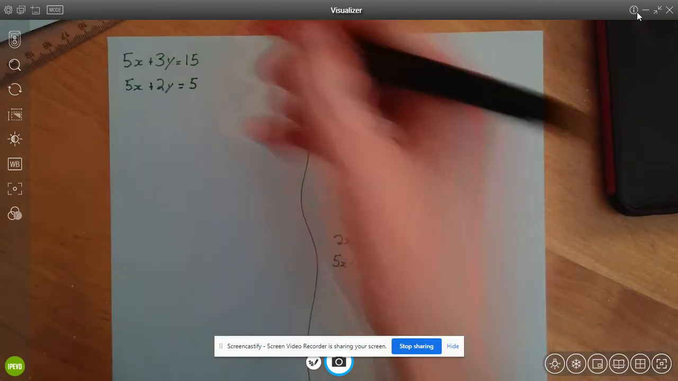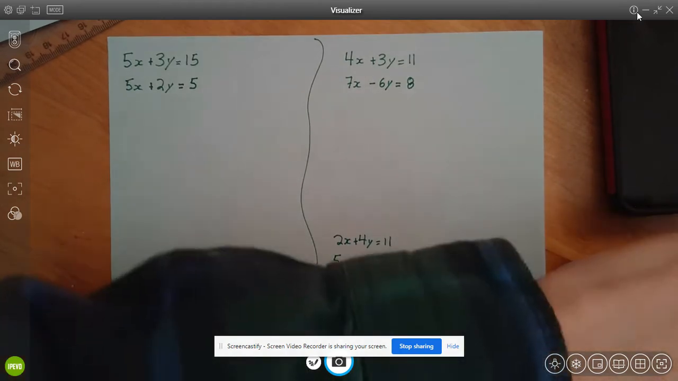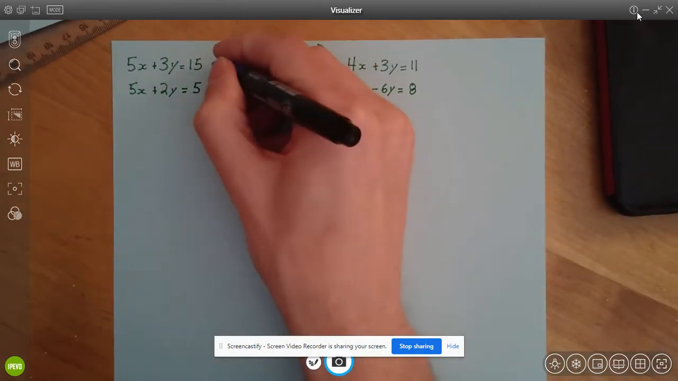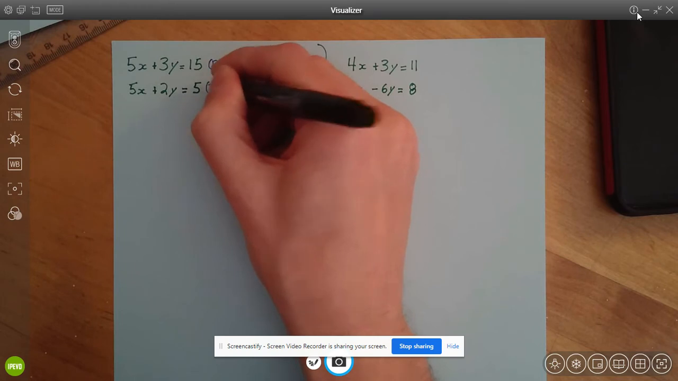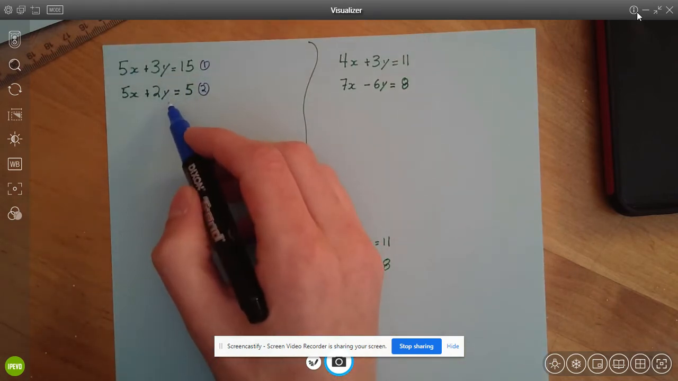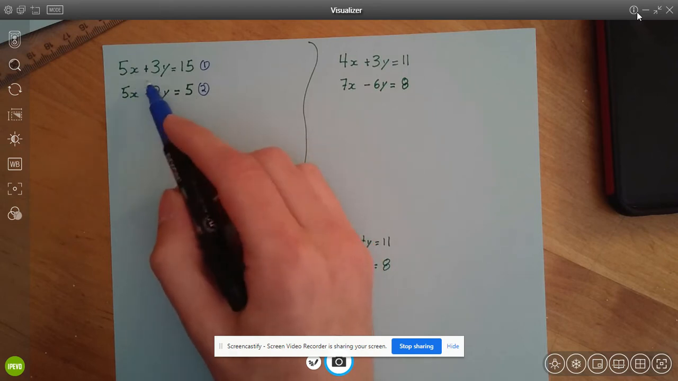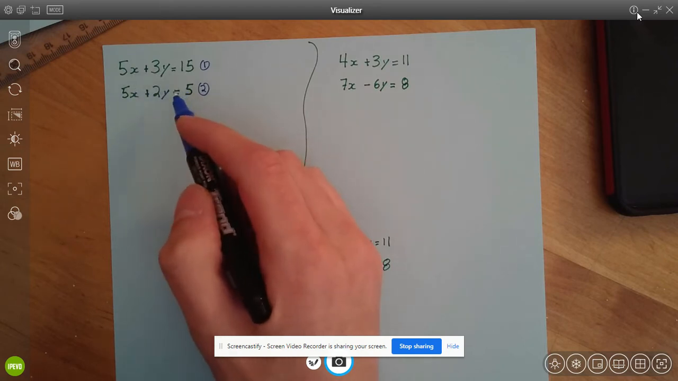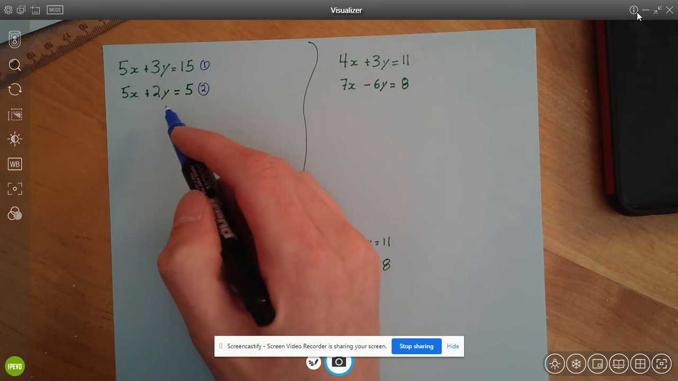I'm always, in this unit, I want to use a blue pen. I'm going to label my equations, equation 1 and equation 2. That never changes. I want to add or subtract these equations to each other. And what that means is I'm going to add or subtract my x's, my y's, and my constants to eliminate or get rid of one of the variables.